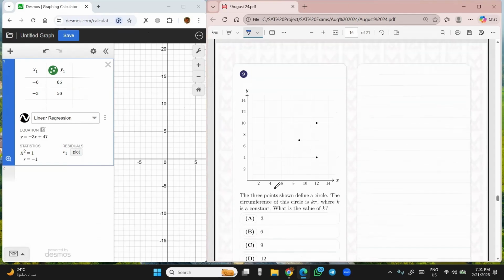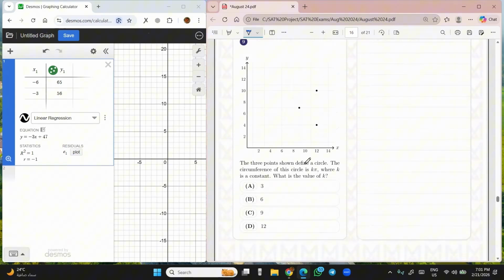Question 9. The 3 points drawn define a circle. The circumference of this circle is k pi, where k is a constant. What is the value of k? So if you look at this, this is a circle, which means that you can draw a circle that passes through all of these 3 points.